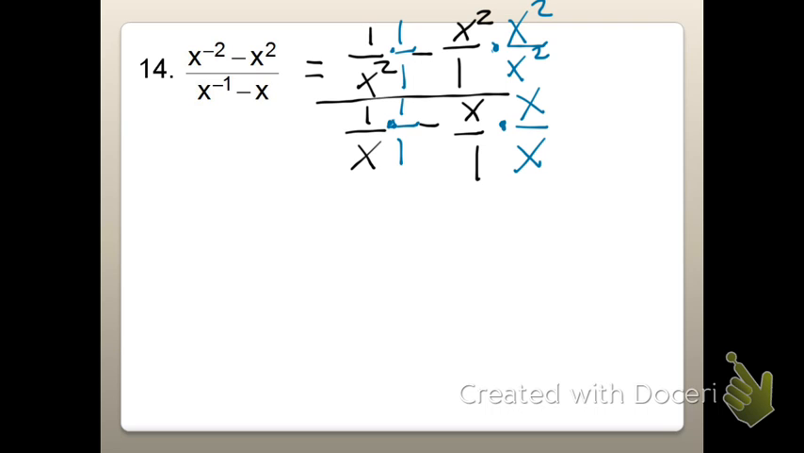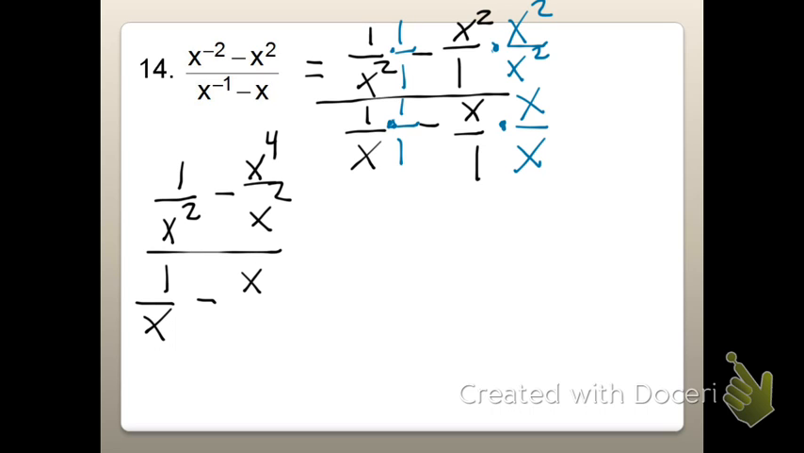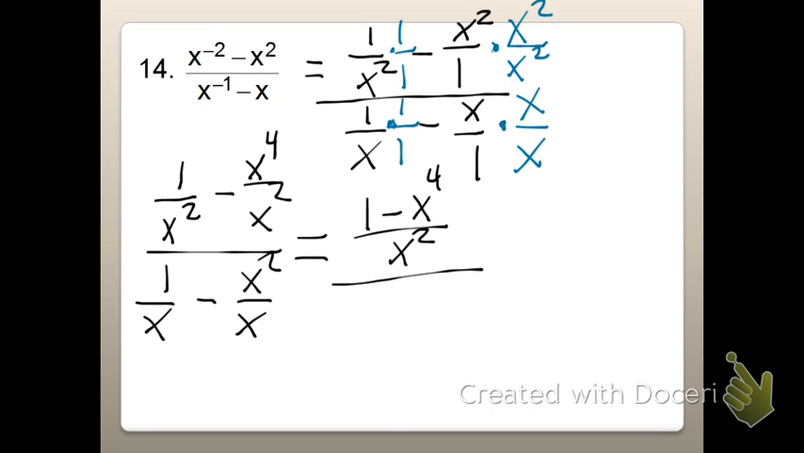Well, 1 times 1 would be 1. x squared times 1 is x squared. Minus, well, x squared times x squared is x to the 4th, divided by 1 times x squared, which is x squared, divided by, let's do it again, 1 times 1 for the first term, minus x squared over x. Now that I have common denominators, I can combine the numerators. So I'll have 1 minus x to the 4th over x squared, divided by 1 minus x squared over x.